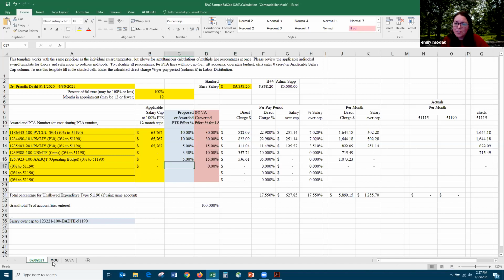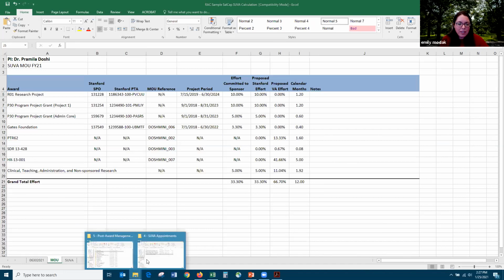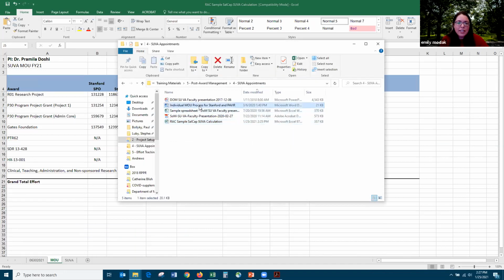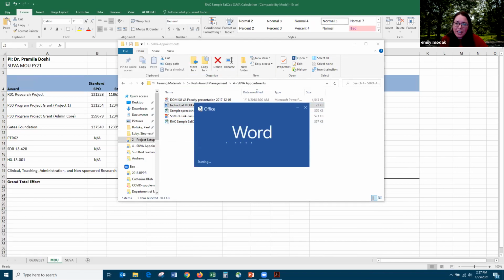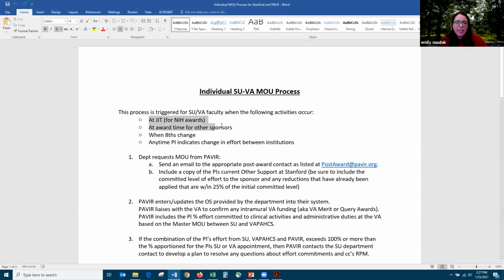The other thing I want to alert you to is that there is an MOU policy for keeping all of these arrangements straight. I've got a copy of it here. You can refer back to it if you find that you are working with the SUVA. There are 4 times when you have to change the MOU: at just in time for NIH awards, at award time for any other sponsor.